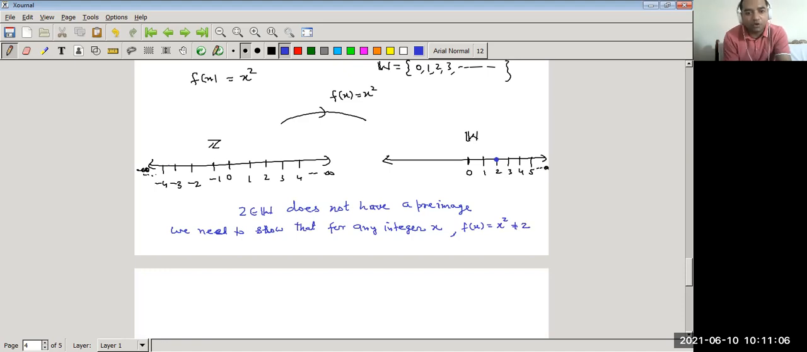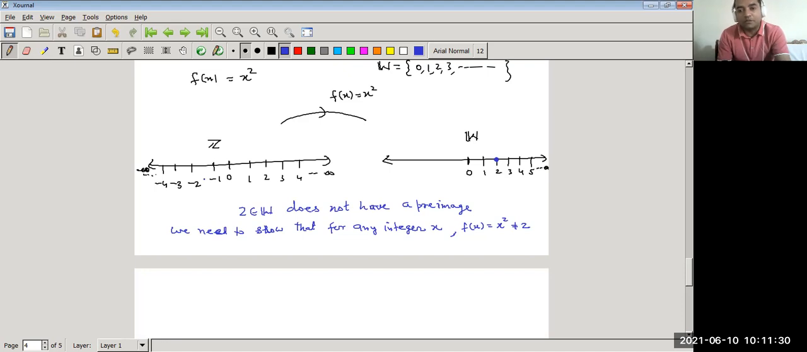मतलब यहां से आप कोई भी इंटीजर लो और उस इंटीजर का स्क्वायर करो तो आपको 2 नहीं मिलना चाहिए. This is the way that we have to show that this function is not onto. क्या करेंगे हम? यहाँ से कोई भी एक इंटीजर पिक करो, कोई भी इंटीजर लो और उसका स्क्वायर करो, और वो स्क्वायर 2 के इक्वल नहीं आना चाहिए.